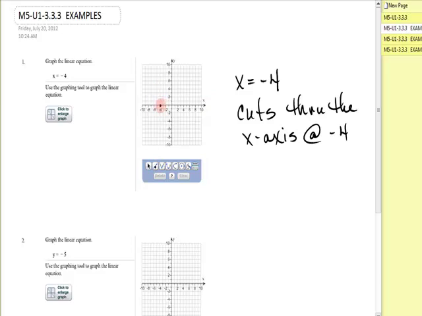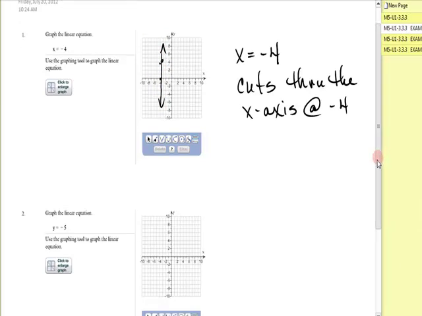I have to have a second point. Any point along that vertical line is fine. So, that one. It does not matter which one. I know I didn't hit them very well, but cutting through the X-axis at -4.